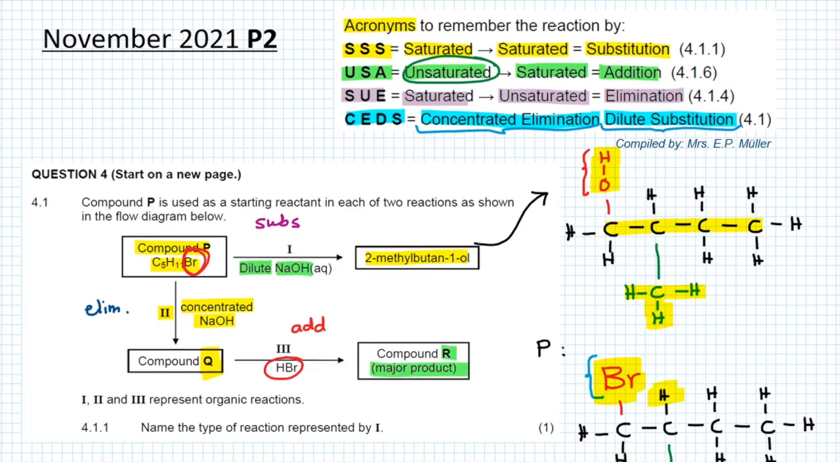So we need to use Markovnikov's rule, which basically says that the hydrogen atom that is being added is going to go to the carbon atom that already has the most hydrogen atoms attached to it.